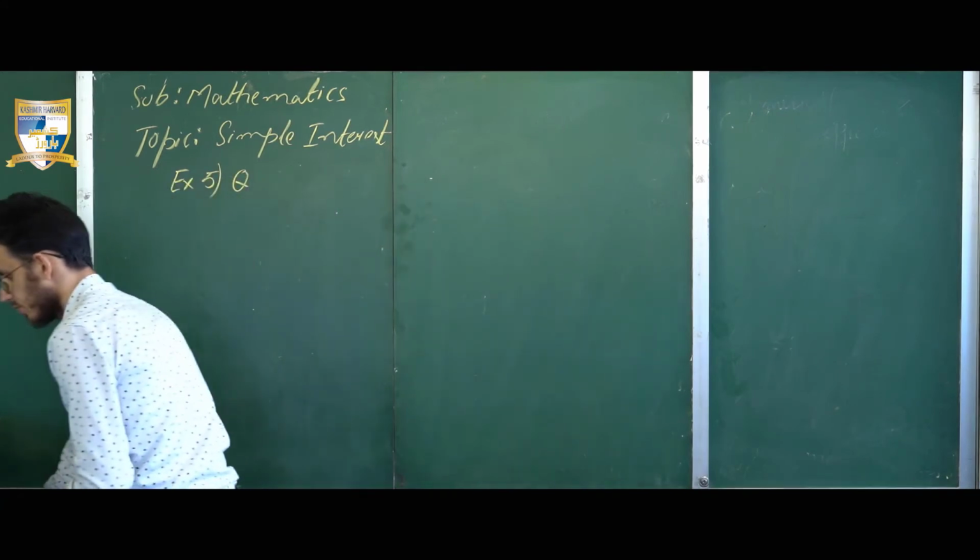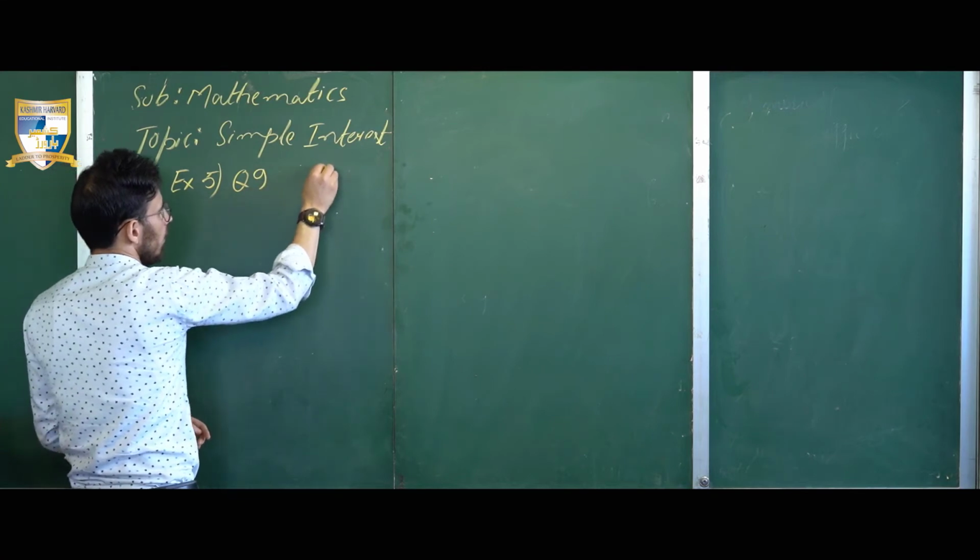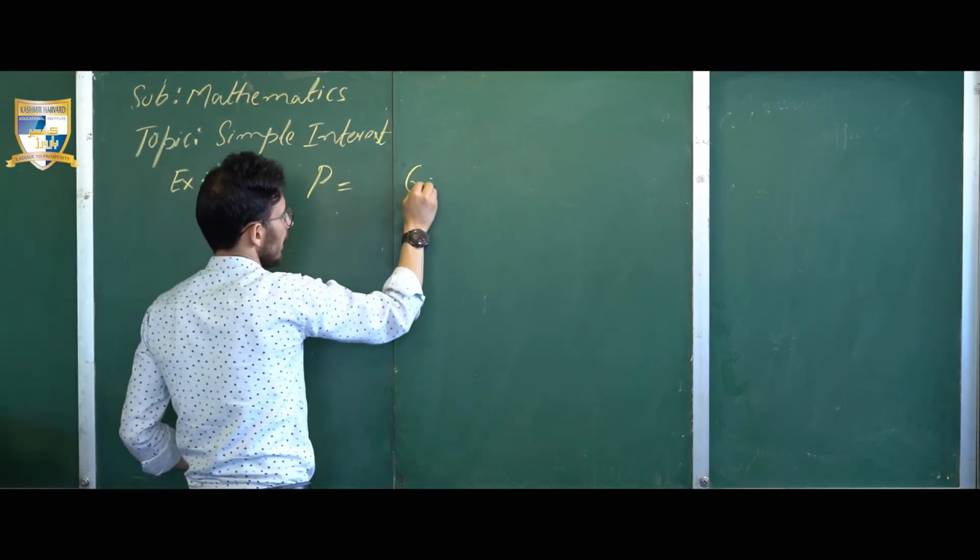Things which are given in the question are the principal. Question number 9. Our principal is given, which is equivalent to 6 lakh.